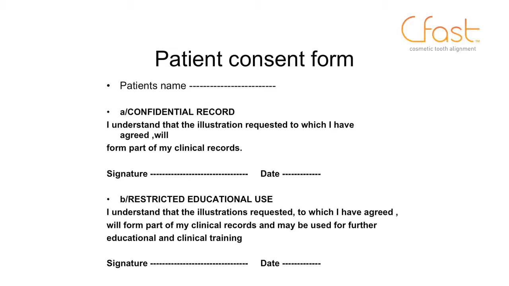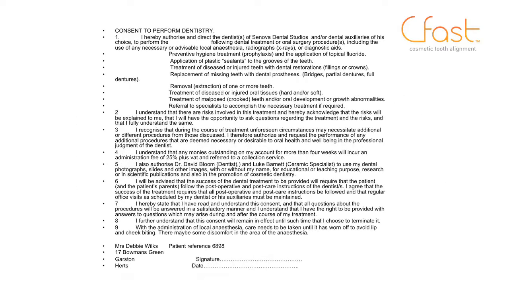Obviously, A is just a consent for confidential records. B is for restricted educational use, and a much more detailed consent. And I'd advocate ultimately asking everyone to sign the most advanced level of consent, so you never know the cases you want to be using.